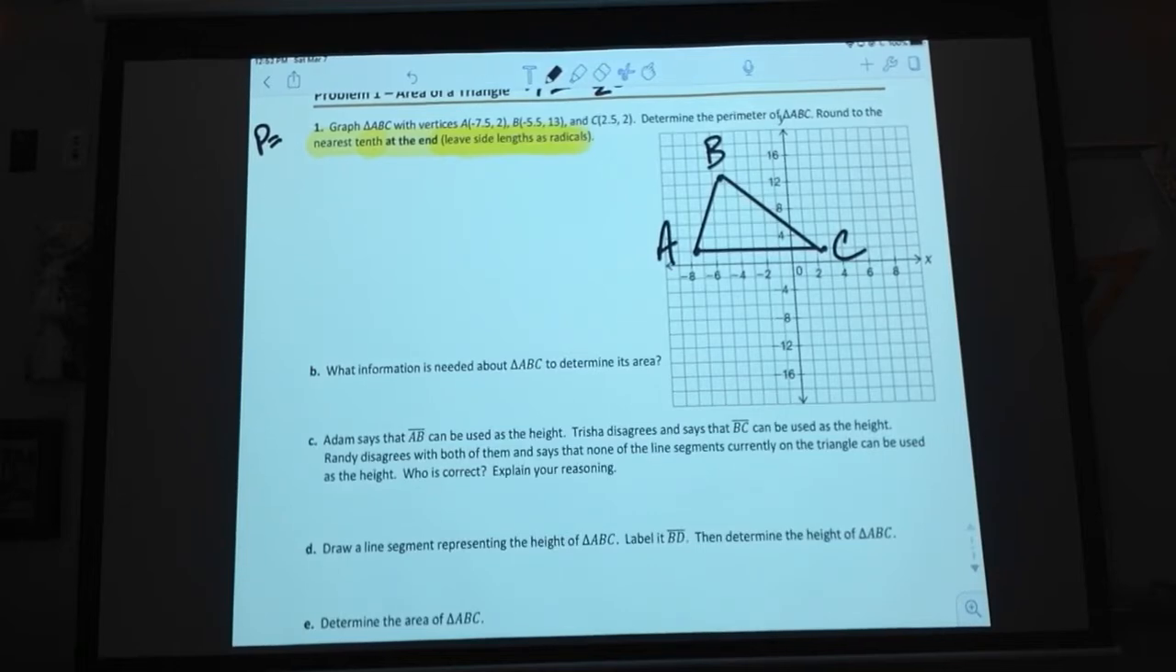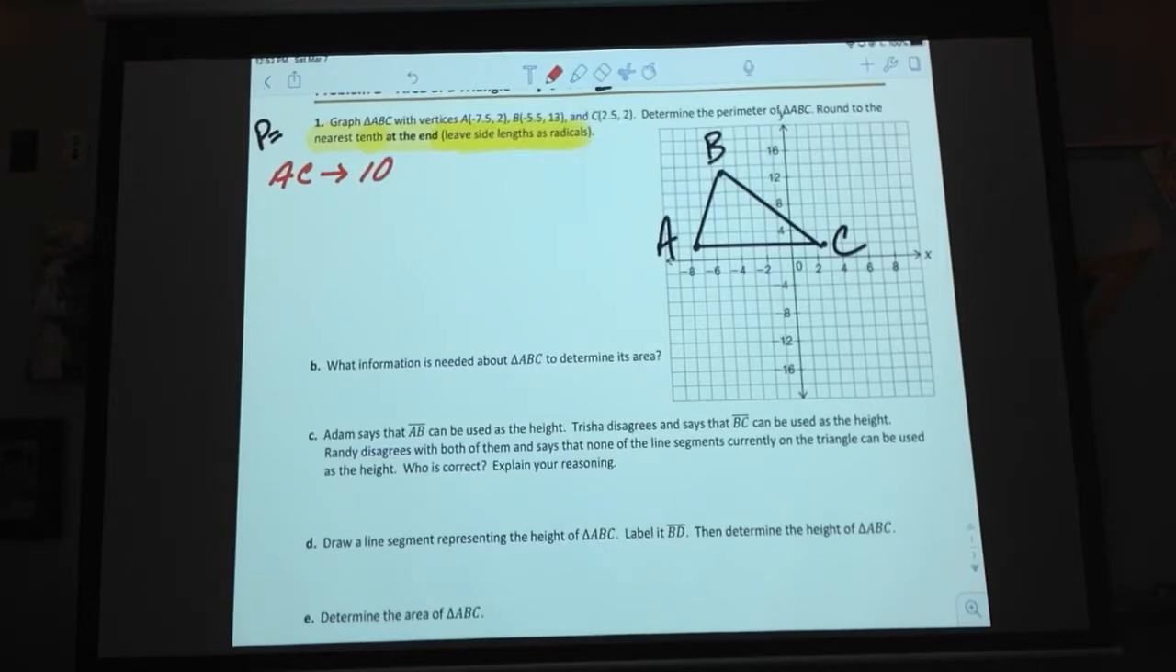Now it says determine the perimeter of these. Well, there's one of these I can count. And I can look from A to C. The distance from AC should be countable. It should be 10. And how do I know that? Well, if I go from negative 7.5 all the way to 2.5, that is 10. So I can do that one by counting. It is a horizontal line. So this is going to be 10.